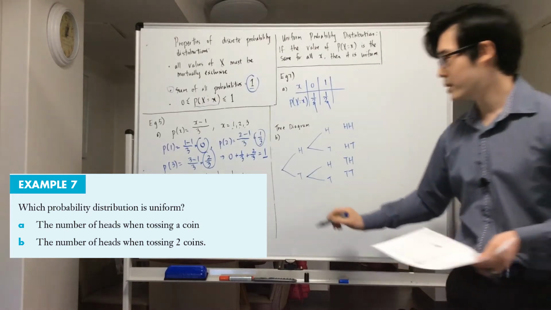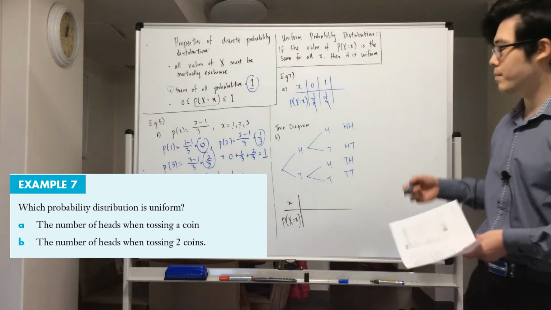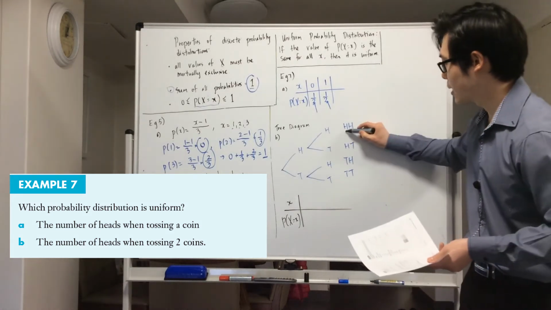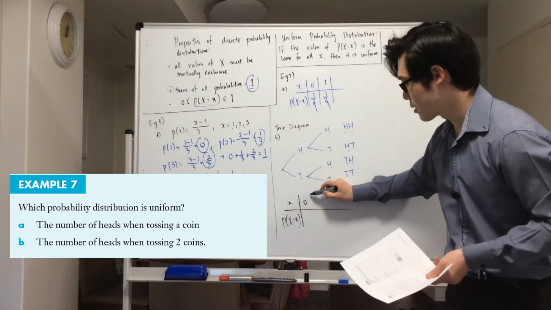And let's draw a probability distribution out of this. How many heads can you get when you toss 2 coins? We can get 2 heads, 1 head, or 0 heads. So those are the numbers that would come in here.